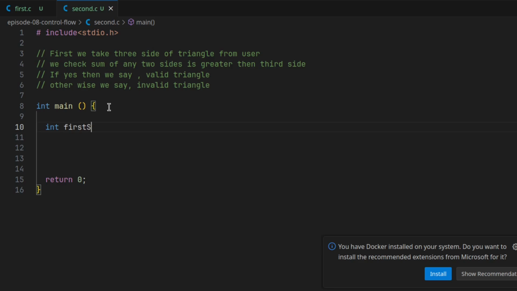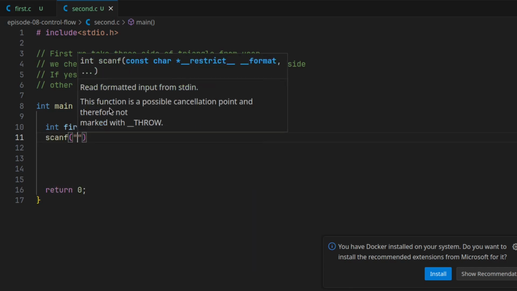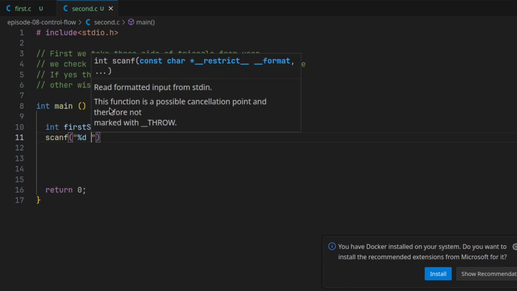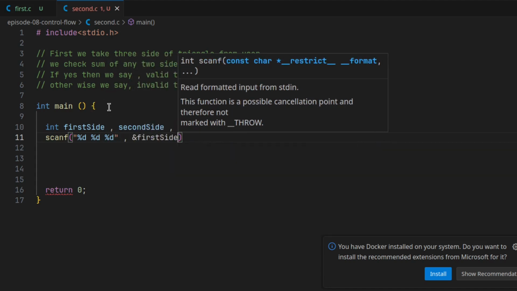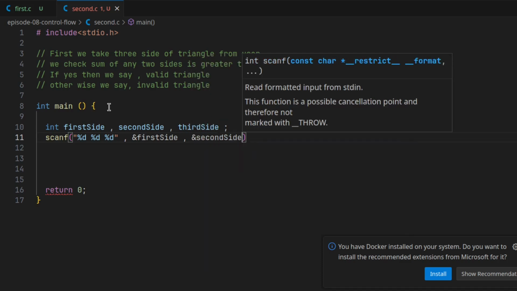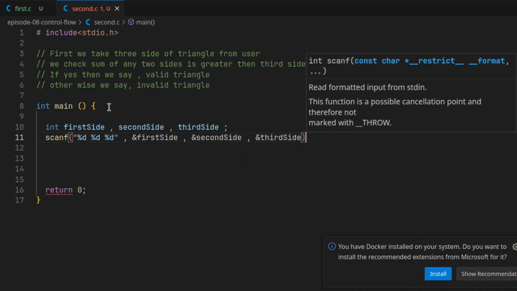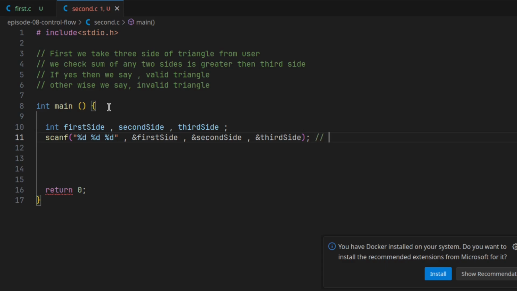So int first side, second side, third side. Let's take user input from the keyboard. Scanf, %d, %d, and %d. Very good. Ampersand first side, ampersand second side, ampersand third side. So at this time we take the input from the user.